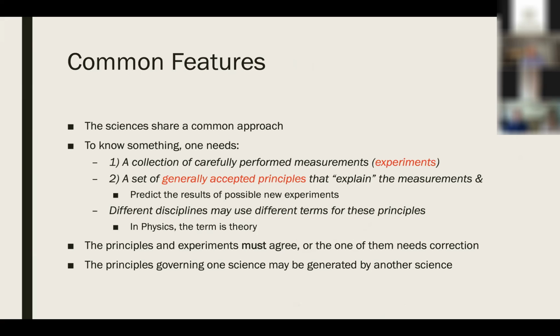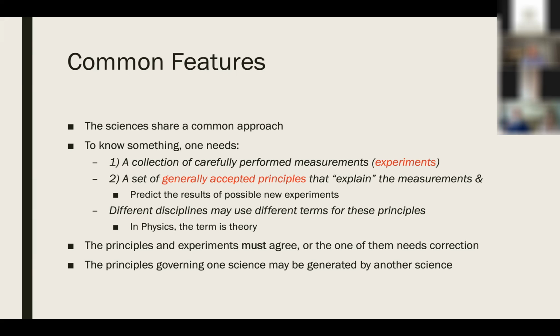So the sciences share a pretty common approach. The first thing is, and by the way, it doesn't have to be this way in time ordering. You do a collection of very carefully performed measurements, and these are generally called doing experiments. And then you want a set of generally accepted rules. Here I call them principles. The two words are synonymous for current purposes. And those rules either explain the measurements, or even better, they predict the results of new experiments that somebody might try.